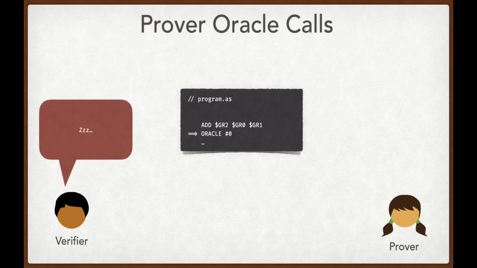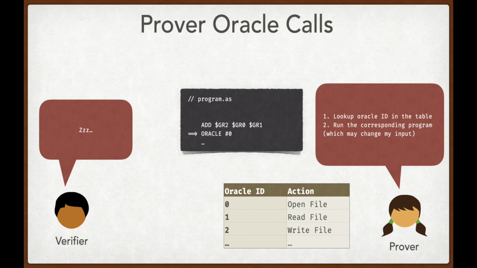When an oracle call occurs, the verifier will do nothing. In essence, the verifier simply goes to sleep and waits for the next instruction. The prover, on the other hand, performs some meaningful actions. Specifically, the prover maintains what we refer to as the oracle table.